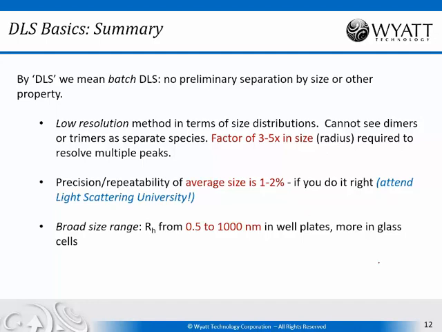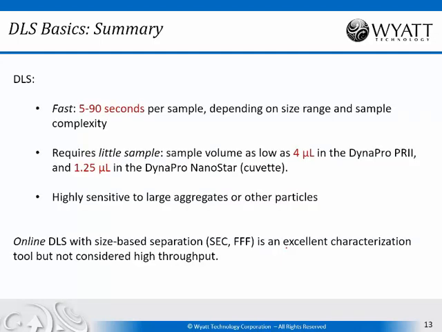Even though it is a low resolution method, batch dynamic light scattering does offer a broad size range. With the plate reader, you can measure from 0.5 to 1,000 nanometers. And if you're using glass cells or high quality quartz cuvettes, you can measure an even larger range, depending on the particular instrument, radii from 0.2 nanometer up to 5,000 nanometers. So it does cover a very large range and is effective for looking at populations which have a broad range of sizes.